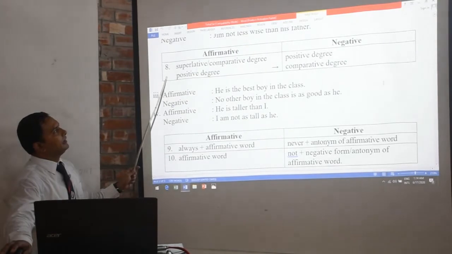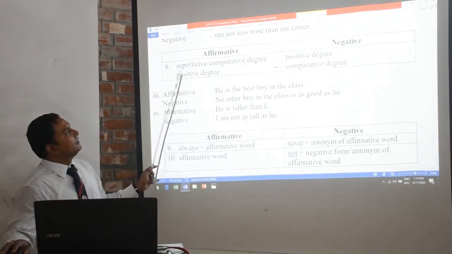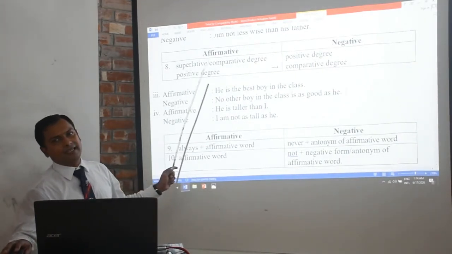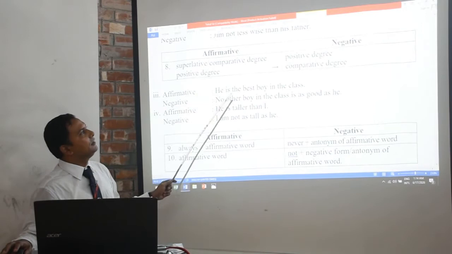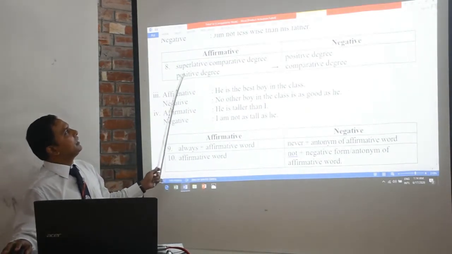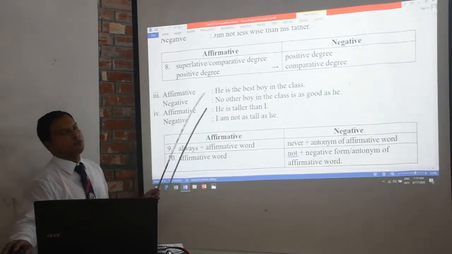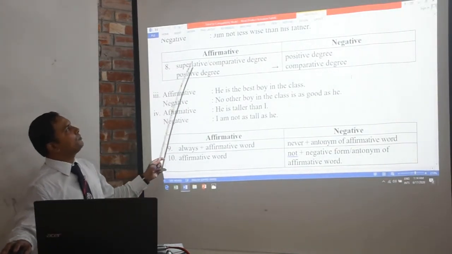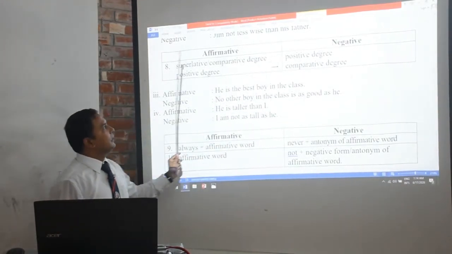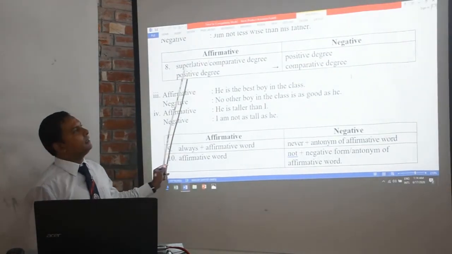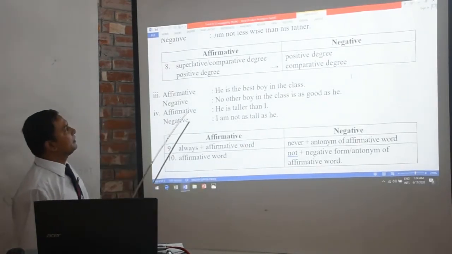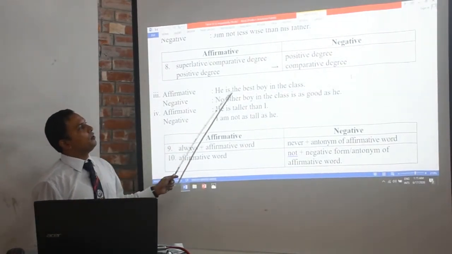In the next rule, you can see the change of degrees. It will be a huge class to take a class on degree. If I take any class on degree, I will make you understand clearly regarding this topic. But now you see how you can change it from affirmative to negative. If any sentence is in superlative or comparative degree, you have to make it positive degree. If any sentence is in positive degree, you have to make it comparative degree, and it will be a negative sentence. See an example. He is the best boy in the class.